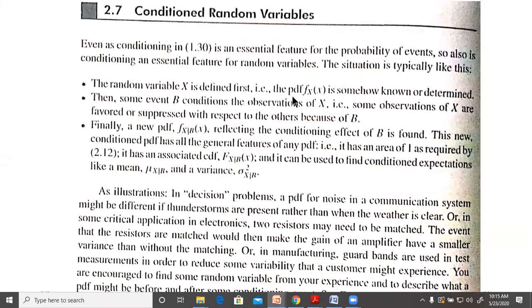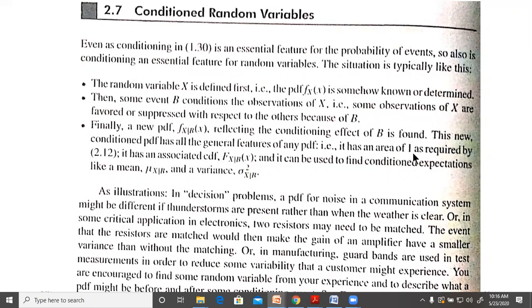So there is some dependency with respect to some other situation. That is, some observations of x are favored or suppressed with respect to the others because of the event B. So because of a particular event B, some of the observations of x are either favored or suppressed. That means x is dependent upon B. So finally, a new PDF, f of x given B, reflecting the conditioned effect of B, is found. This new conditioned PDF has all the general features of any PDF.